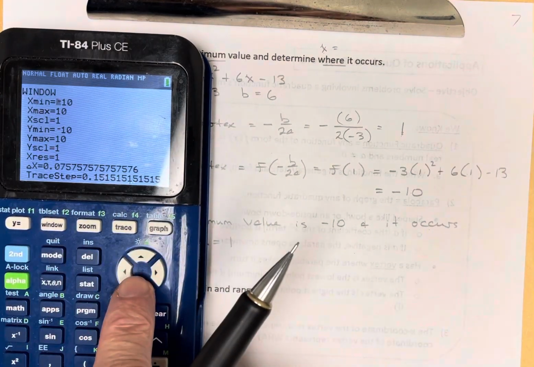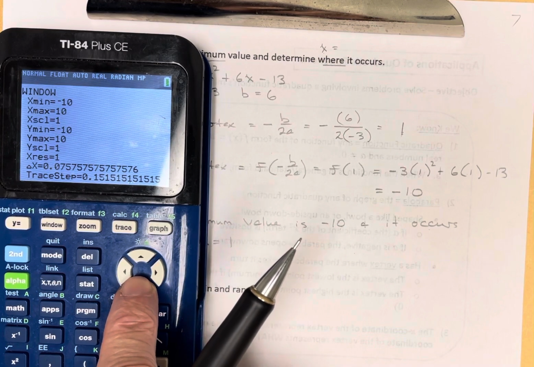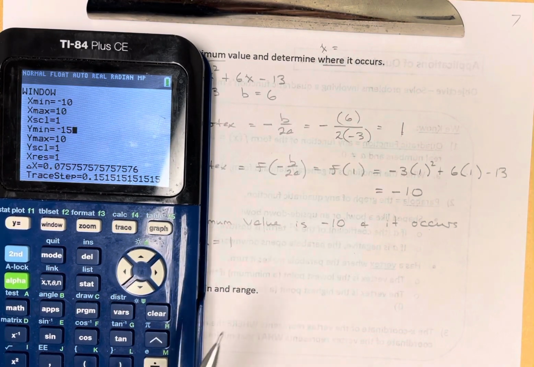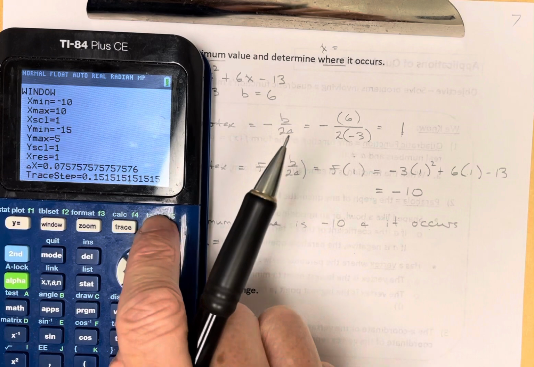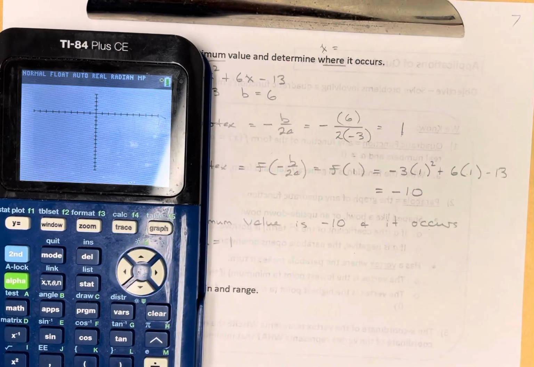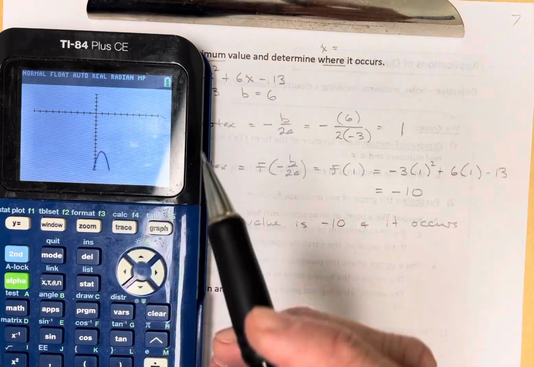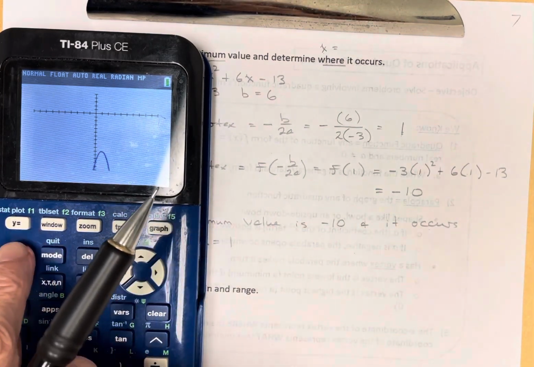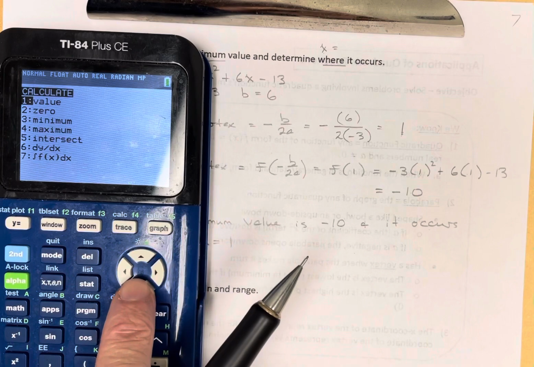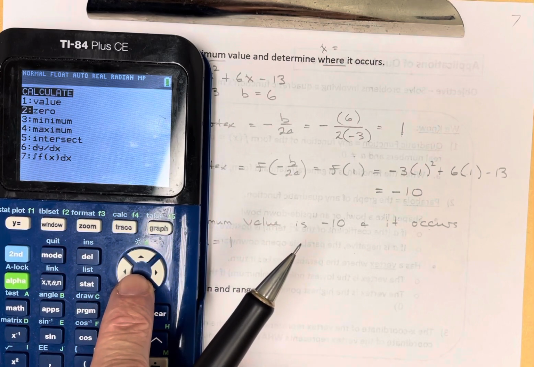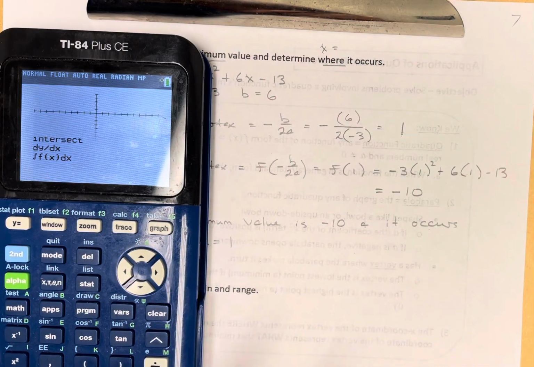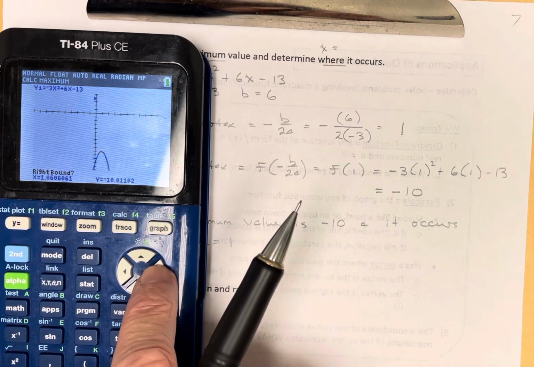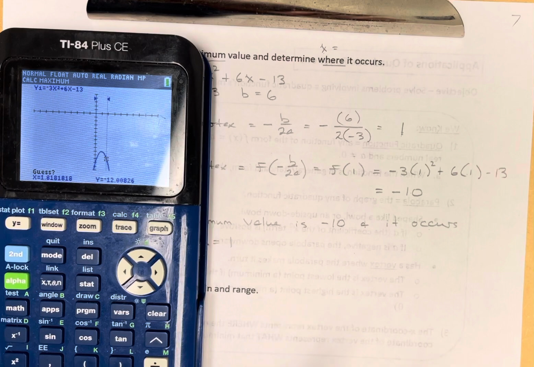So I'll go to my window. I need to capture, how about negative 15? I don't need to go quite as high. Let's try that. There it is, there's my parabola. And I want to know what that point right there is. So let's go to second calculate. I want to calculate that maximum. I set my boundaries, and I'll tell it to guess.